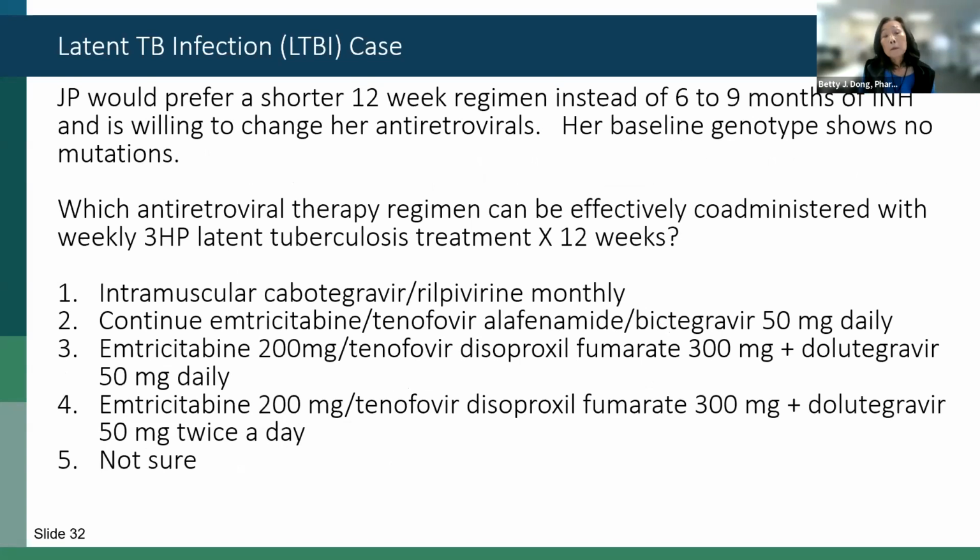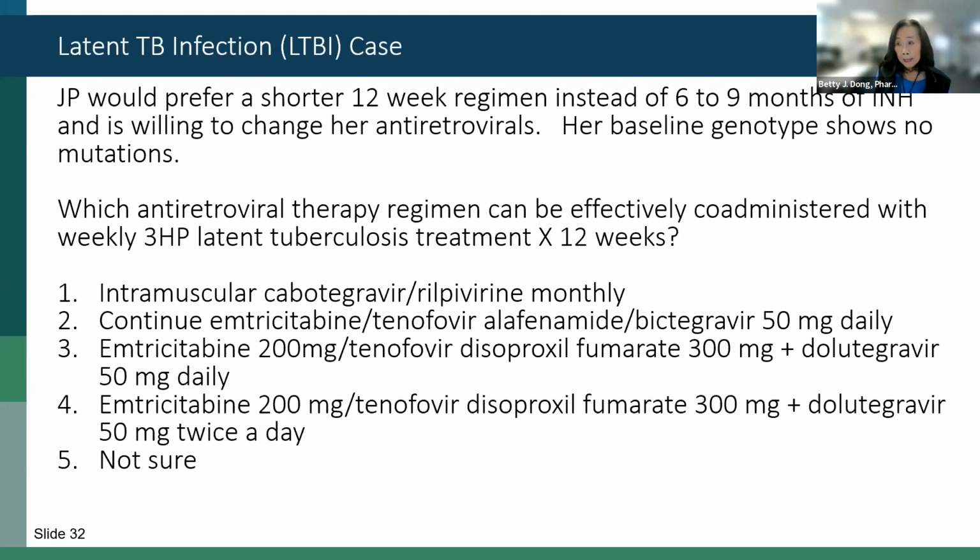Okay. So, you know, the patient says, I don't want to do 6 to 9 months of INH. I want to do a shorter 12-week regimen. So her baseline genotype shows no mutations. So she could take any antiretroviral regimen. So which of these regimens would you recommend that she can consider changing to actually use the 12-week 3-HP?